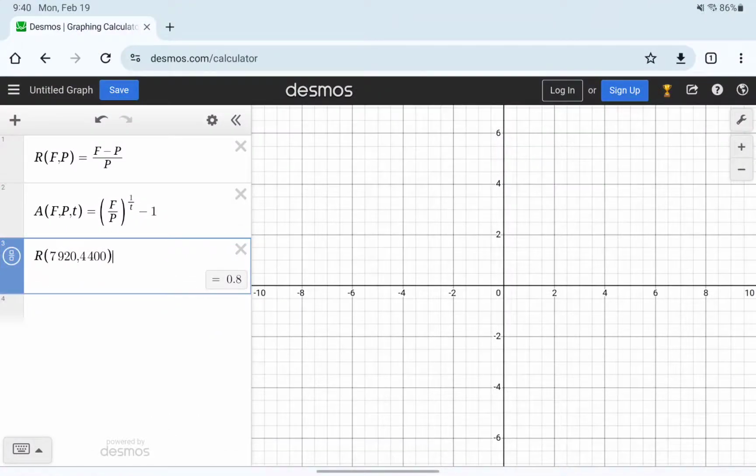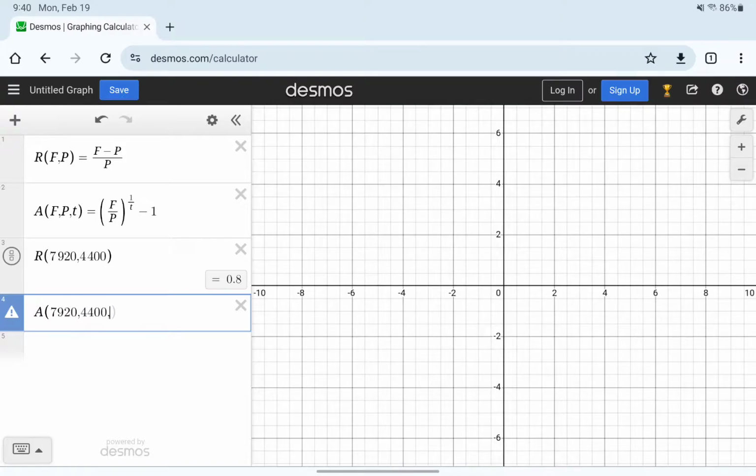We have a formula for calculating that, which we can evaluate as A of the future value of our investment, which was again 7,920, comma the principal investment of 4,400, comma the T, the length of our investment, which in this case is maturing in 20 years, and we get a result of 2.98%.